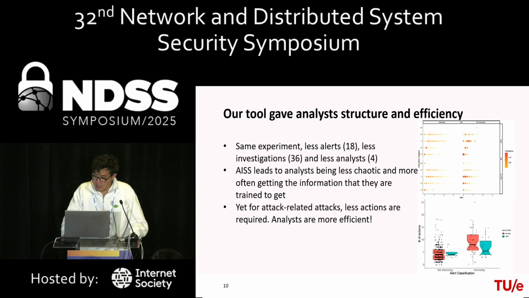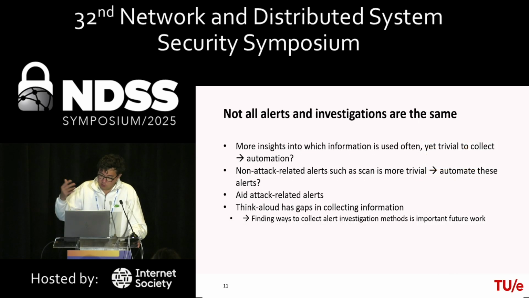Right. And this leads to the conclusion, because not all alerts and investigations are the same, right? But what did we learn from this entire exercise? Generally, we had more insights into where and how they collected the information, meaning it was easier for the SOC to identify information that people always try to collect, yet is very trivial to collect, right? Which suggests that maybe automation is possible.